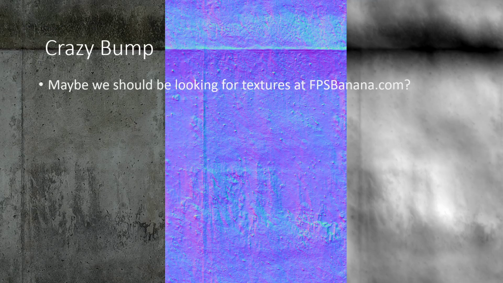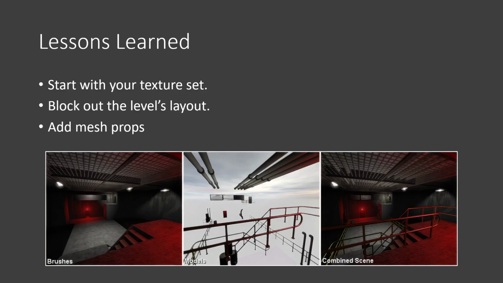So what we've learned is you have to start with your texture set, because that really defines what you're able to do. You can't even get started without the textures, because it's not going to look like anything. It's going to be impossible for it to really have an identity. So your first step is to get your textures. The environment texture artist is very important. The second step is, once you have that, you can block out the design, the layout, like we did. And then your third step is to add your mesh props in.